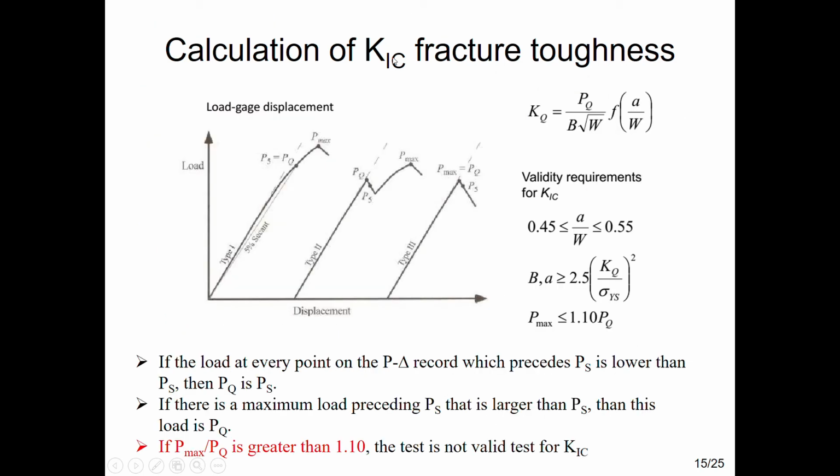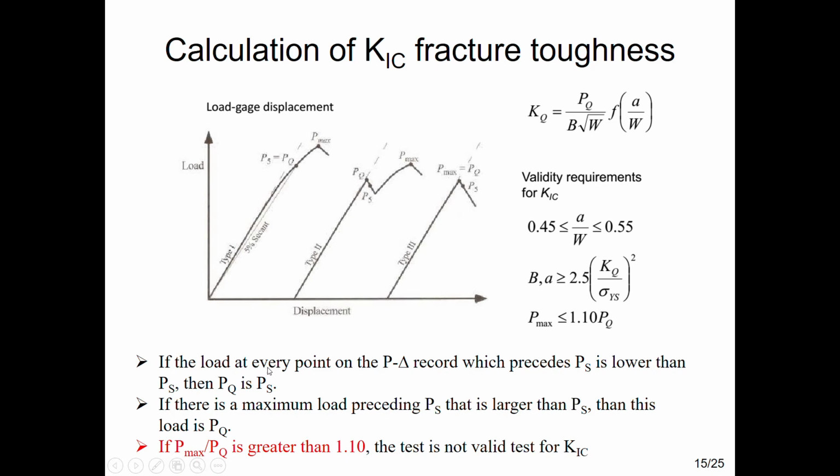Okay, calculation of K1C fracture toughness. This is the load gauge displacement graph, where X is the displacement while Y is the loading. From here you need to measure the value of PQ and Pmax. PQ is the applied load, Pmax is the allowable load. Then only you know which type of fracture toughness applies.